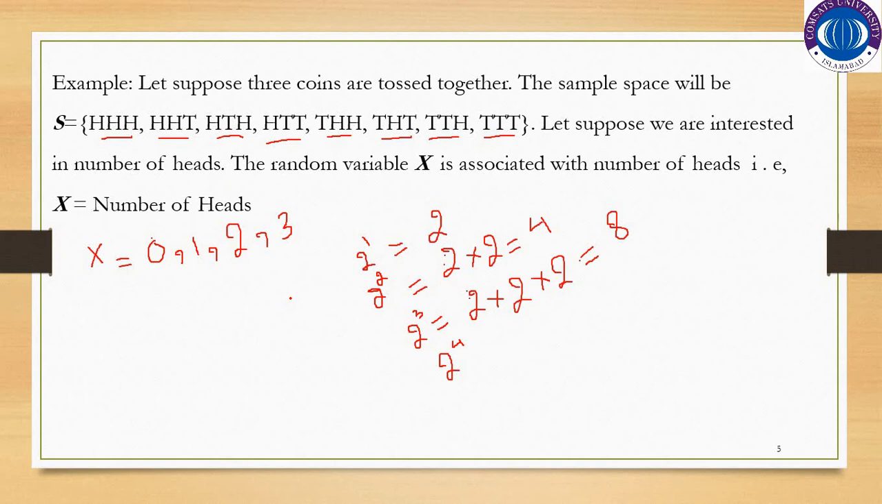X is equal to number of heads. So if X is equal to 0, it means there is no head in the possible outcome. If X is equal to 1, it means there is only one head in the outcome of the tossing of a coin. If X is equal to 2, it means there are 2 heads in the possible outcome. And if X is equal to 3, it means that there are 3 heads in the possible outcome.